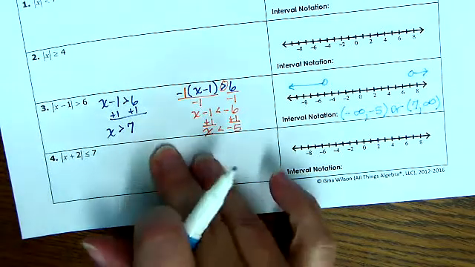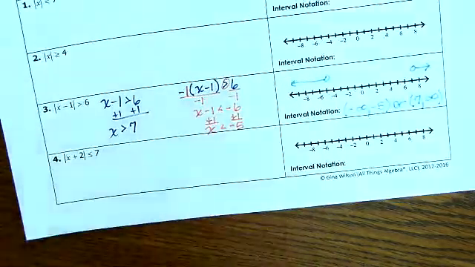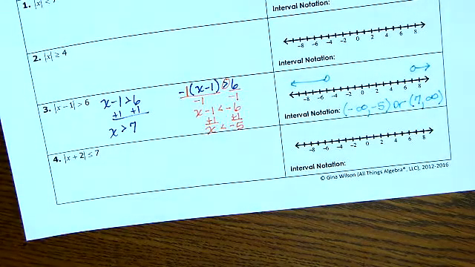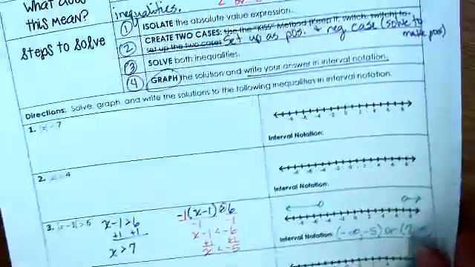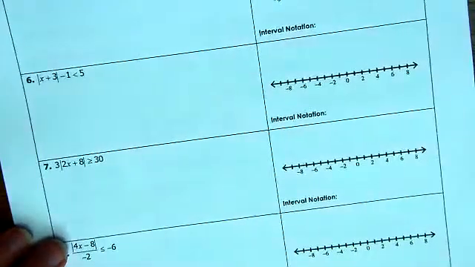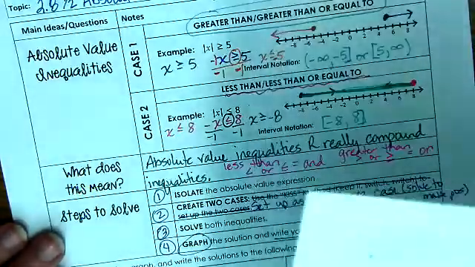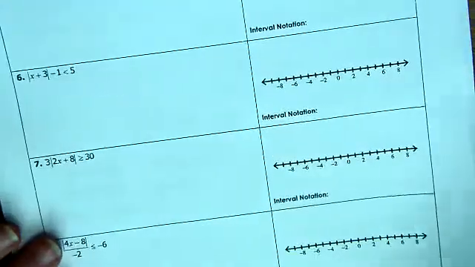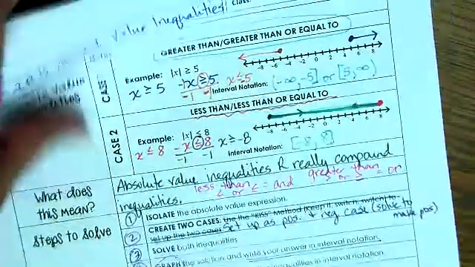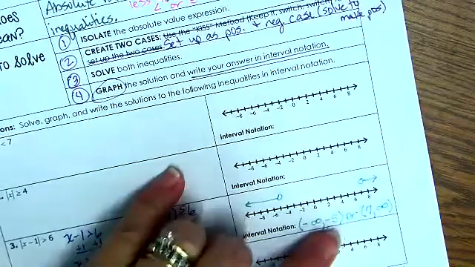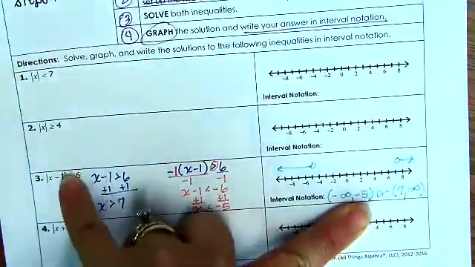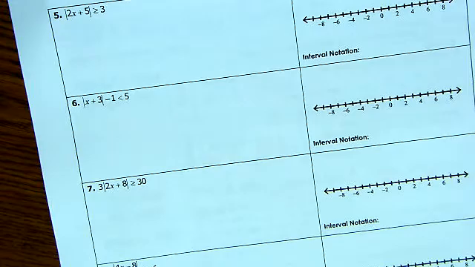Okay, let's do number 6. Wait a minute, this one, that was greater than, so we'll do it. Oh, sorry, I said earlier for greater than, remember it's an or statement. I was calling this a less than, but that's greater than, so it's an or statement. Now we're going to work a less than, so we're going to work number 6.